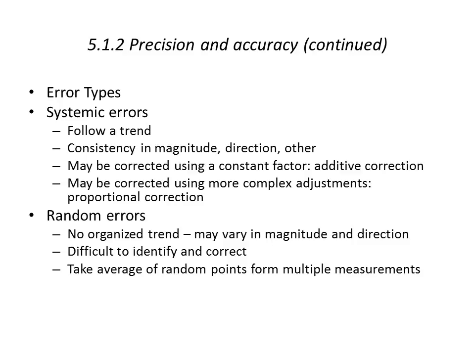Two different types of error are systematic errors and random errors. Systematic errors follow a trend. They have a consistency in magnitude or direction, or they may be corrected using a constant factor, including additive correction. They may require a more complex adjustment called proportional correction. Random errors, on the other hand, follow no organized trend, and they may vary in both magnitude and direction. They may be difficult to identify and correct, and you may need to take an average of random points from multiple measurements in order to better understand random errors.